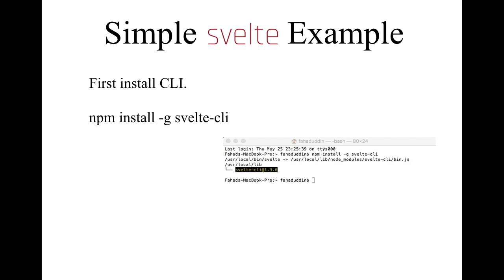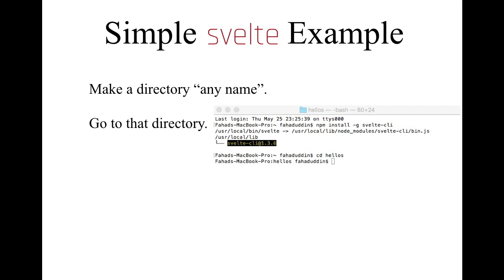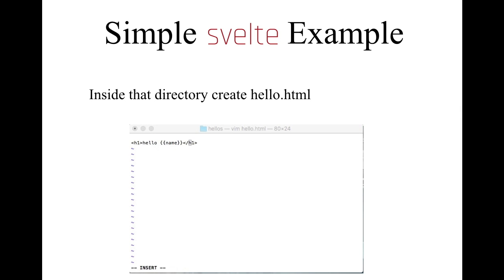First, let's install the Svelte CLI, and you can install it by writing npm install svelte-cli. And after you are done, you'll see a screen like this picture here. Then you can make a directory with any name, and then using your command prompt, go to that directory. Then create hello.html in that directory and write down this code.